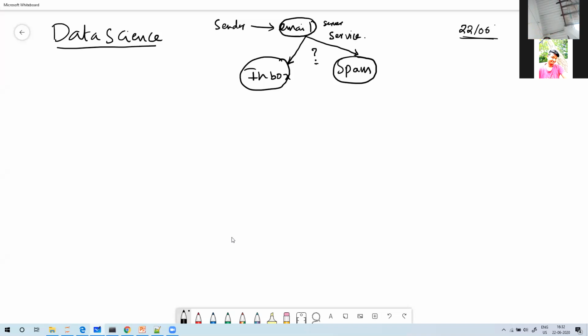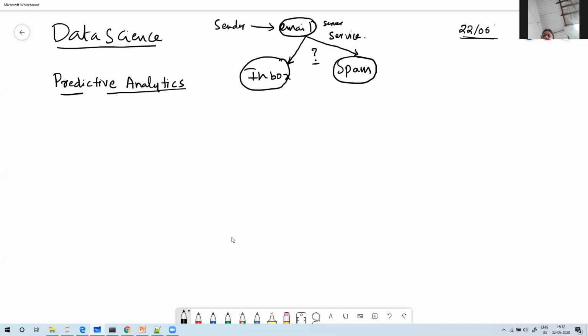This type of decision is made with the help of data science, and that's what we are going to learn through this workshop. Fine. What are the different types of data science? The most popular one, which we are going to see through this workshop, is called predictive analytics. The name itself says we are going to predict something that's about to happen in the future, and based on that prediction we are going to make some decisions.